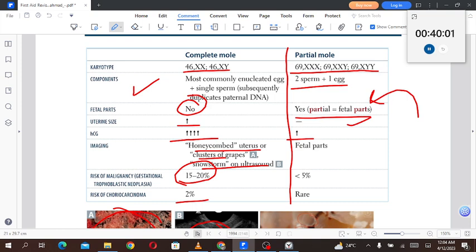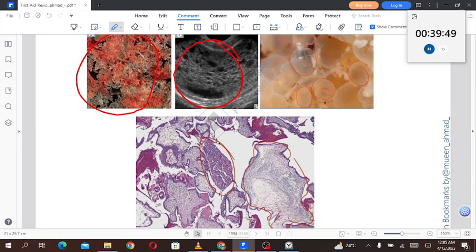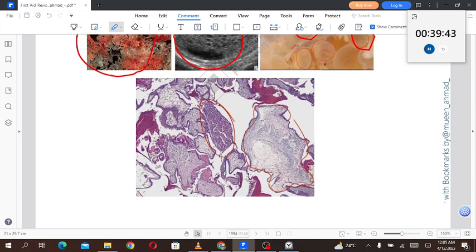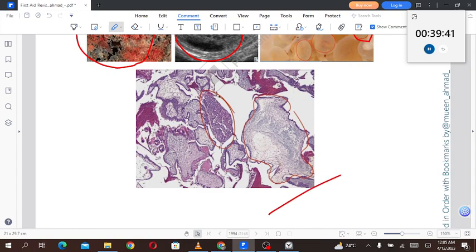HCG is increased, but not so much increased. HCG is normally increased during early pregnancy. Then on imaging, fetal parts will be present. The risk of malignancy and gestational trophoblastic neoplasia is less than 5%, and the risk of choriocarcinoma is rare. Then here you can see, I guess, these are the moles, and there is also another picture here.